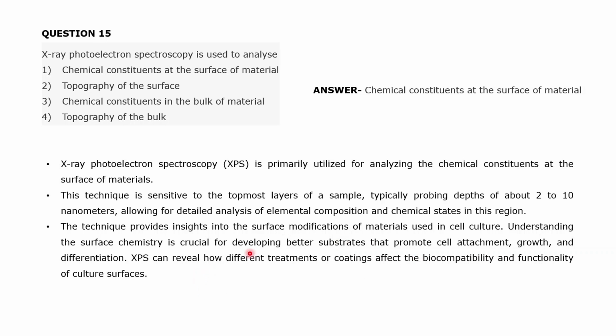So it can reveal, if you are experimenting with different kinds of extracellular matrix, which is the better substrate for cell attachment, growth, as well as differentiation, and how different treatments or coatings might affect the biocompatibility and functionality of the cell culture surface, because the presence of extracellular matrix is actually necessary, right? Without the proper extracellular matrix, the cell might not divide or proliferate at all, or the phenotype might be different as compared to what we are expecting. So these kinds of studies are usually carried out using X-ray photoelectron spectroscopy.